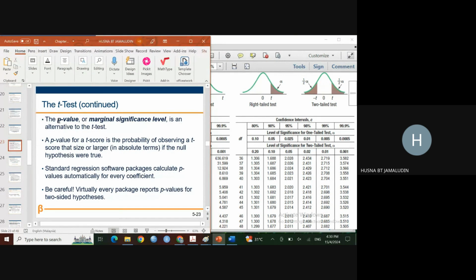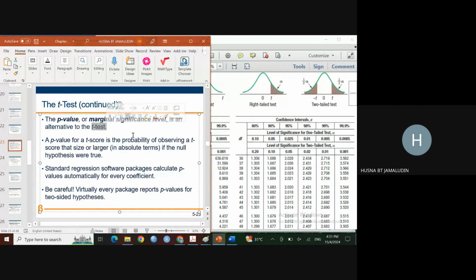Okay, so have you heard about p-value? Anyone? I think I already mentioned p-value in the early class, right? P-value or marginal significance level is an alternative to the t-test. If you ask me which one you're going to use, t-test or p-value, my answer is very clear. I'm going to use p-value because if you estimate your result by looking at the p-value, you know that these independent variables are significant in affecting the dependent variable. But if you look at the t-test, you don't know.